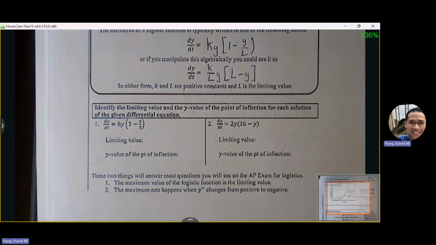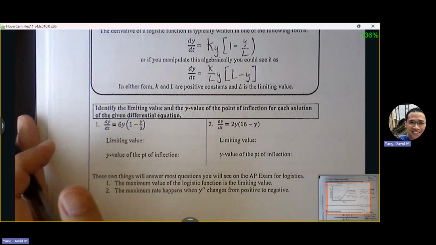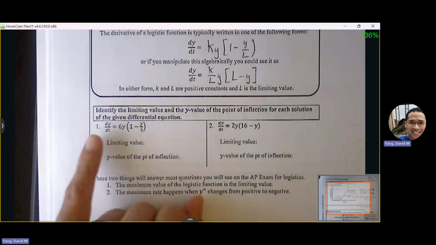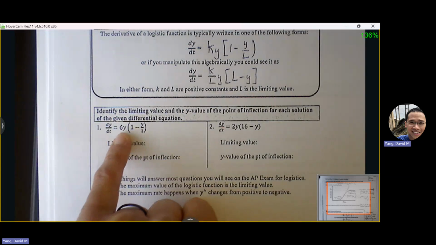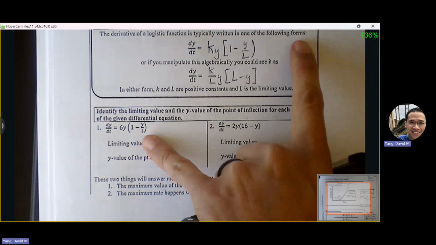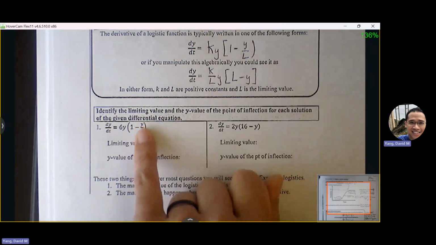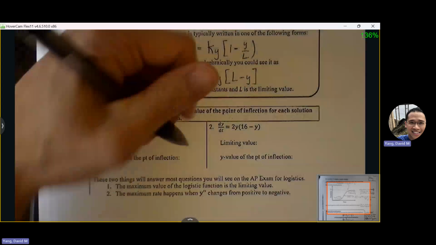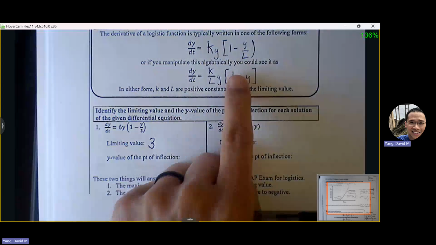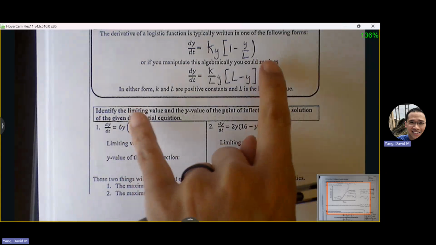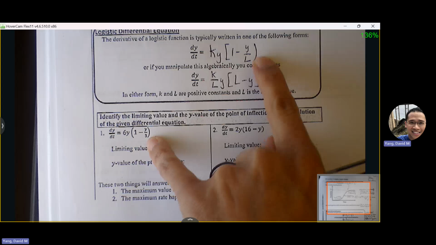Identify the limiting value and the y value of the point of inflection for each solution of the given differential equation. So if we look at number 1 here, dy dt equals 6y times 1 minus y over 3. This matches nicely with this first form, right? So what's my limiting value here? 3, yeah. So this matches nicely. Some of the problems that we're going to see later require us to do a little bit of manipulation, but this is matching very nicely with the form that we have.